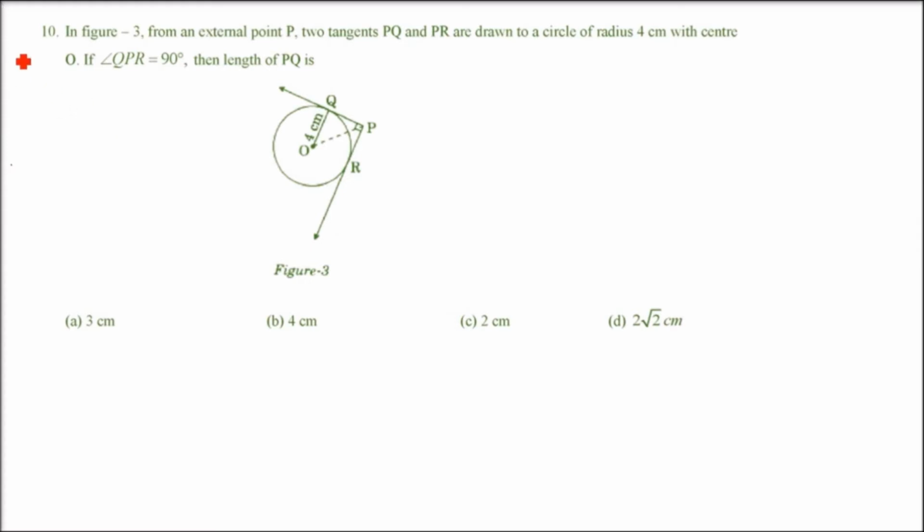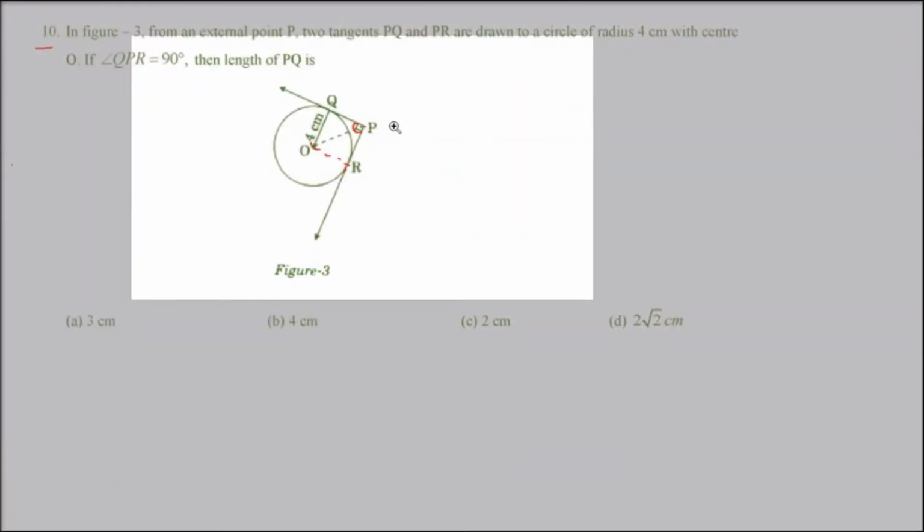In figure 3, from an external point P, two tangents PQ and PR are drawn to the circle of radius 4, and this angle is given as 90 degrees. Let us join this. Now, the length of PQ we have to find out.